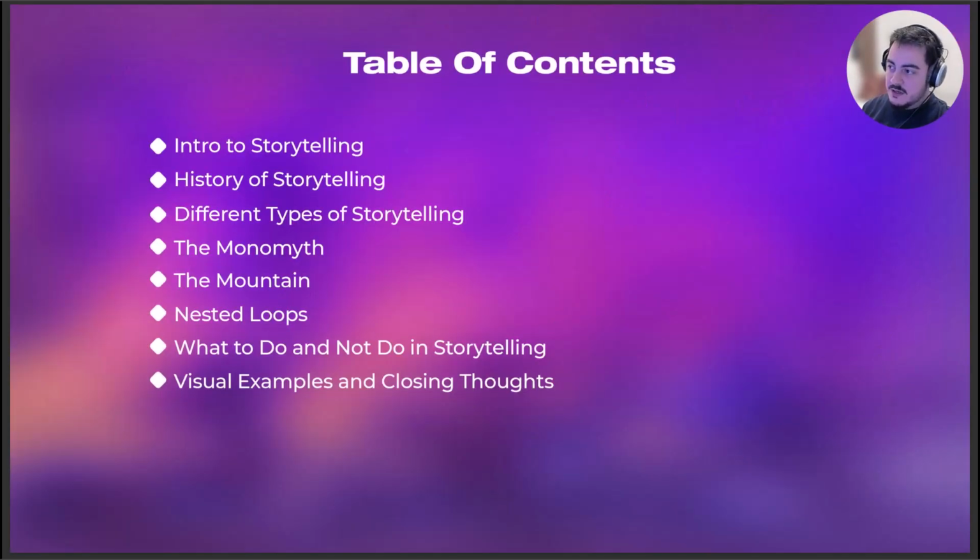So we have here the chapters and table of contents. Okay, we got an intro to storytelling. We have a history of storytelling, maybe we'll call it the brief history of storytelling. We have different types of storytelling, and we're going to talk about these 3 main types: the monomyth, the mountain, and nested loops. Of course you probably know about the monomyth, probably don't know about the mountain or nested loops, but we'll go through them. Some do's and don'ts in storytelling, and of course some visual examples and closing thoughts about storytelling as well.